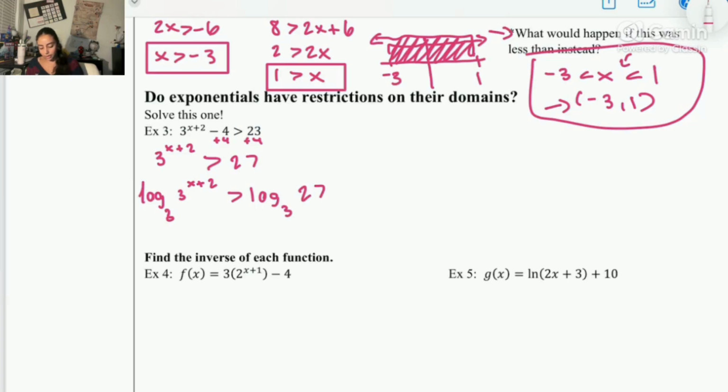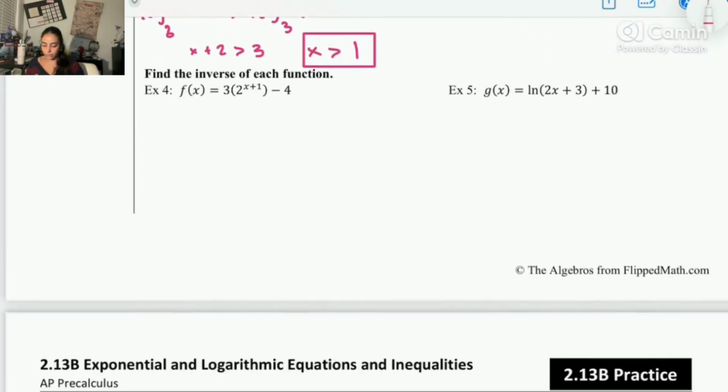Because now we're going to have x plus 2 is greater than 3, because 3 to the power of 3 is 27. So x is greater than 1. And that is your answer. Very quick, very easy. Very demure.